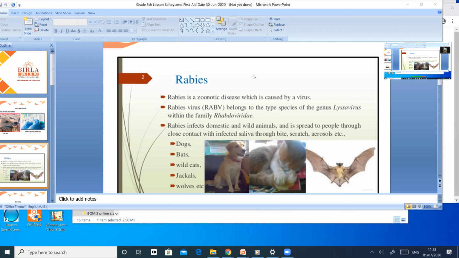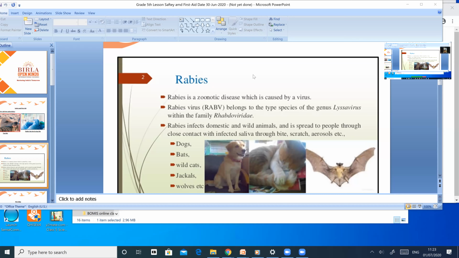Now we'll see a few more bites which are caused by insects, children. Now we'll see common bites which happen by insects. Insects will also bite us, insects like bees and wasps.